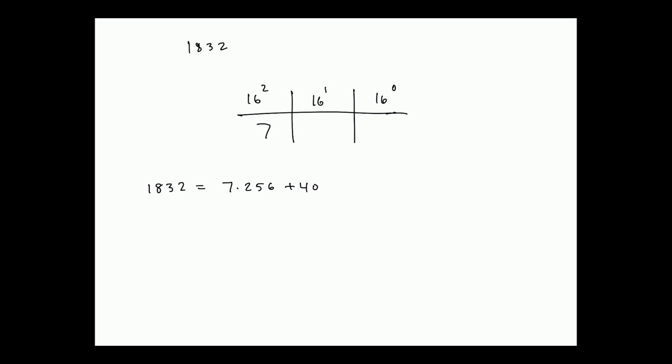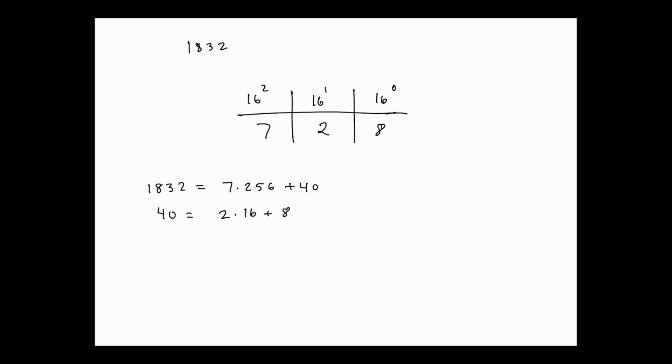So how much do I have left at this point? 40. How many times does 16 go into 40? Twice, with how much left over? Right, so 40 is 2 times 16 plus 8 as the remainder. And so accordingly, I put a 2 in the 16's place. What's our remainder now? How many times does 1 go into 8? Well, 8 times, so this one's easy.